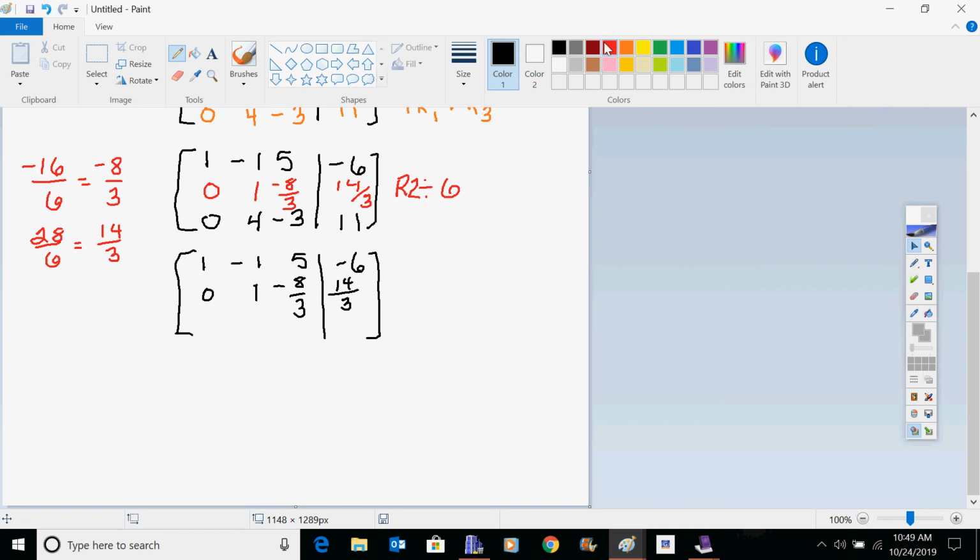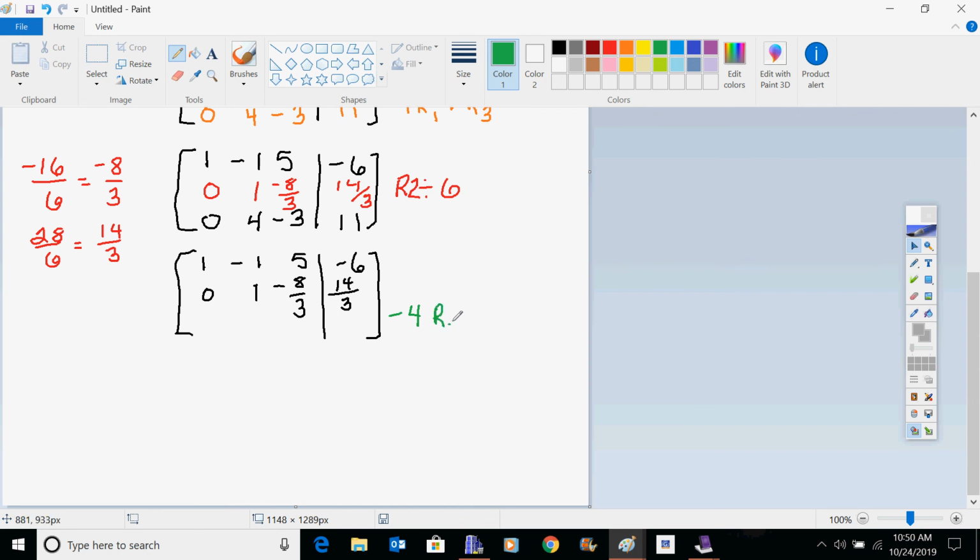Is anybody seeing what I can do to row 2 to turn this into a 0? Times negative 4. Negative 4 times row 2. If I take negative 4 times row 2 and add it to row 3, I'm going to get a 0 because I'm looking for a 0 here.